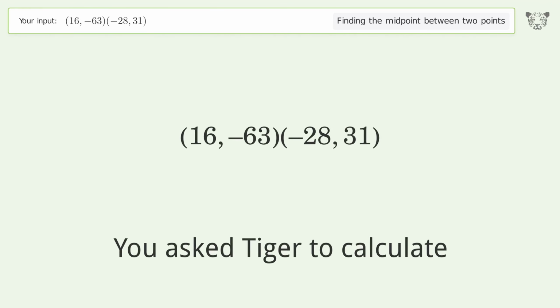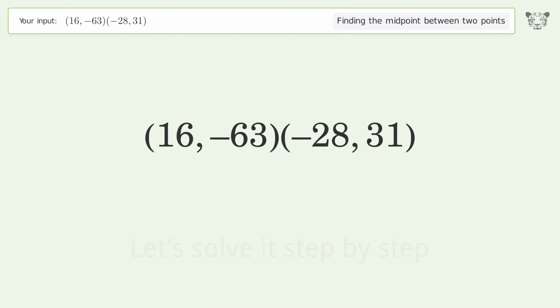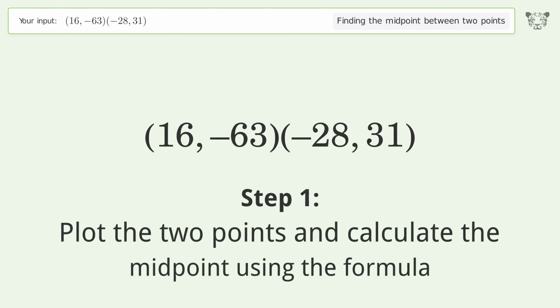You ask Tiger to calculate. This deals with finding the midpoint between 2 points. The midpoint between the 2 points is -6, -16. Let's solve it step by step. Plot the 2 points and calculate the midpoint using the formula.